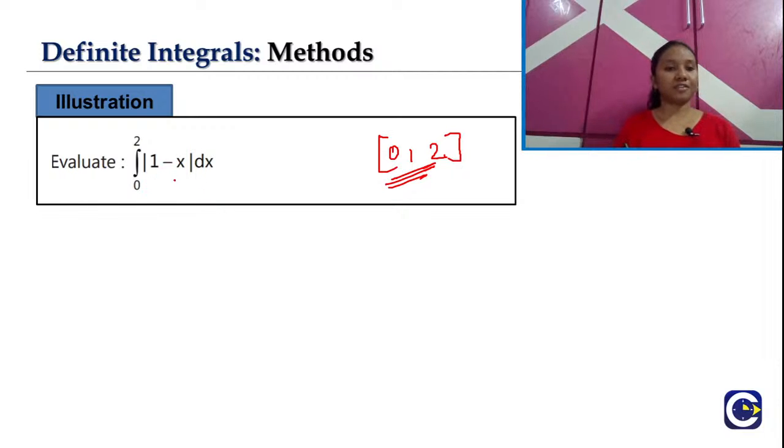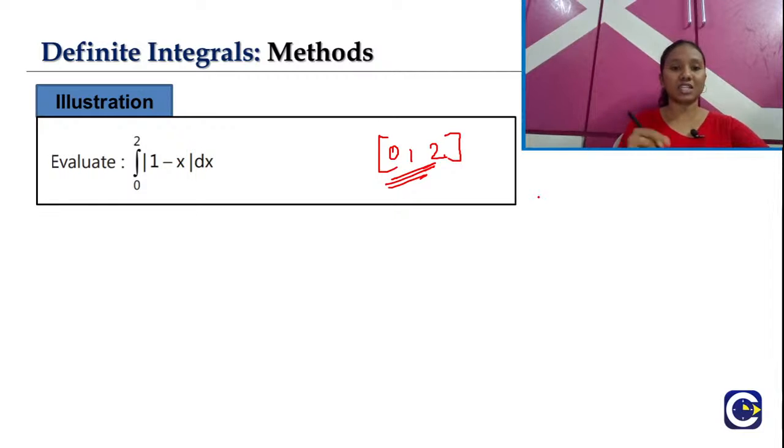So by looking at the modulus function here, what can be the limits? What can be the split value which we can take? Here the function is obviously 1 minus x, which means the cut will be x only in between 0 and 2. So here I am having my modulus function 1 minus x.